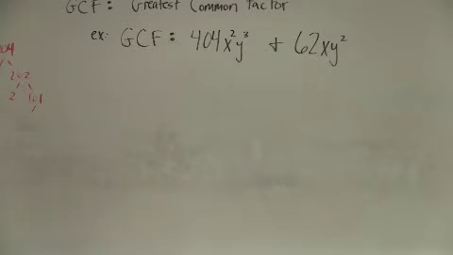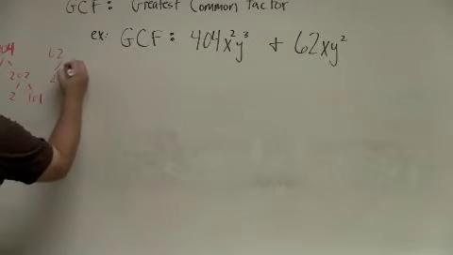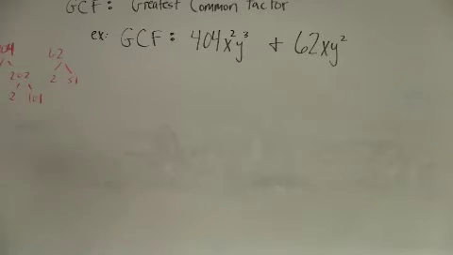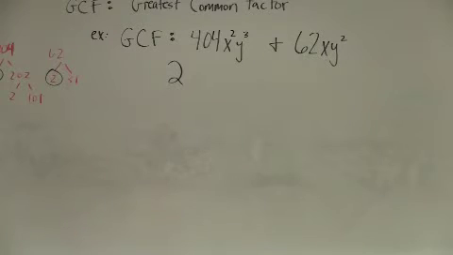Is 1 prime? Yes, I think it is. So the prime factorization is not really that bad. 31's prime as well. Doesn't take long. The common factor is 2, and that's all we have in common. So guess what? 2 is the greatest common factor of the coefficients. It's not that hard. Okay?